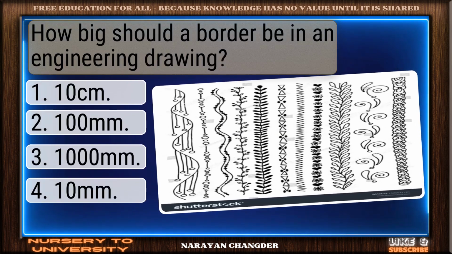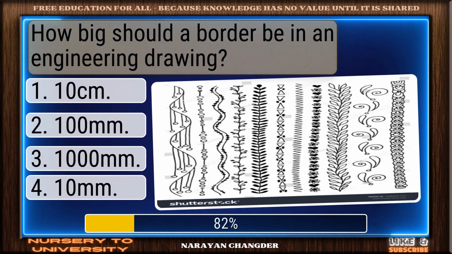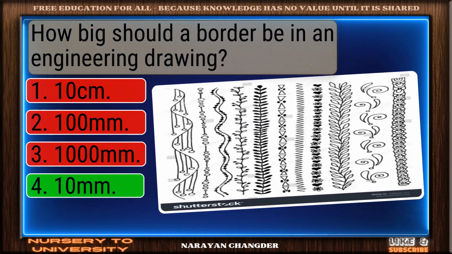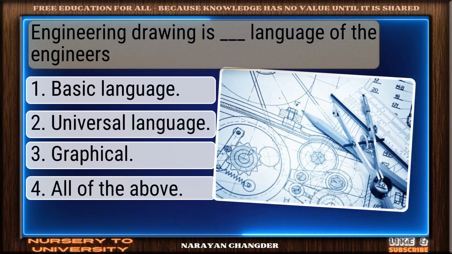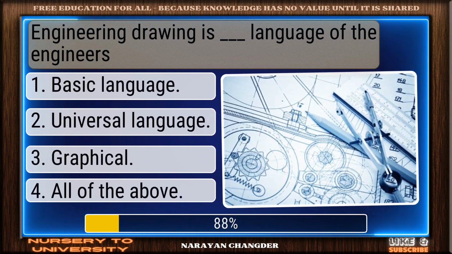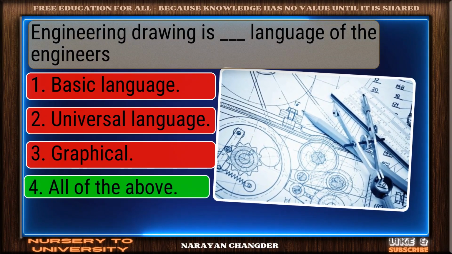How big should a border be in an engineering drawing? Well done. 10 is the right choice. Engineering drawing is dash language of the engineers. Strong choice. All of the above is the right answer.